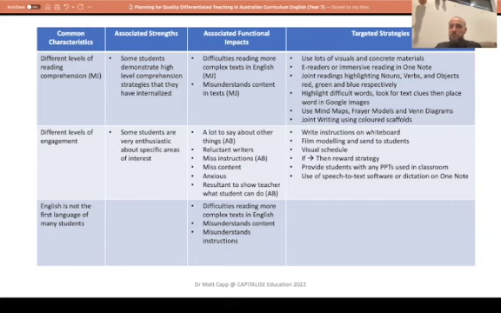We could write the instructions on the whiteboard if students miss them. We could film our modeling and send it to students. We could use a visual schedule. We could use an if-then reward strategy: if you do this, then you get this reward. Provide students with any PowerPoints used in the class, or we could use speech-to-text software or dictation in OneNote.